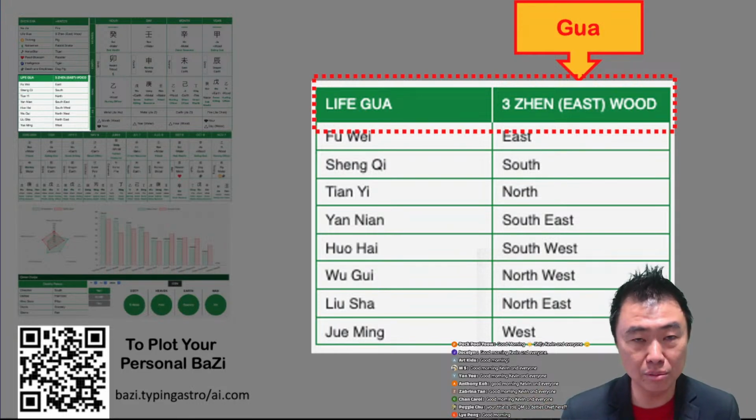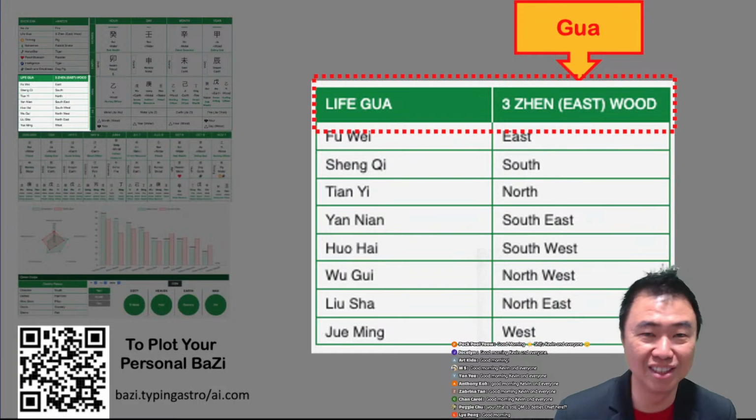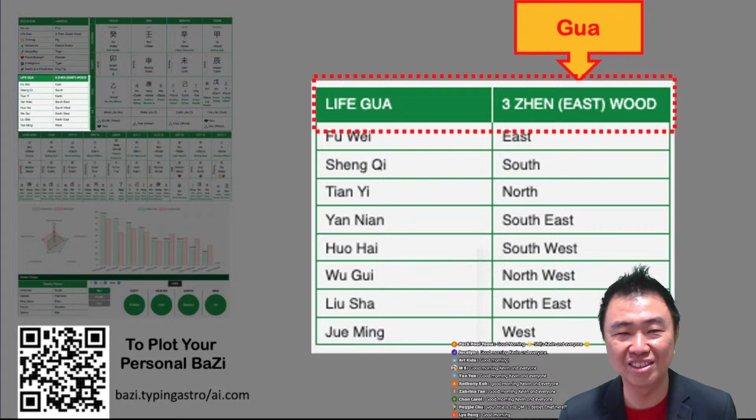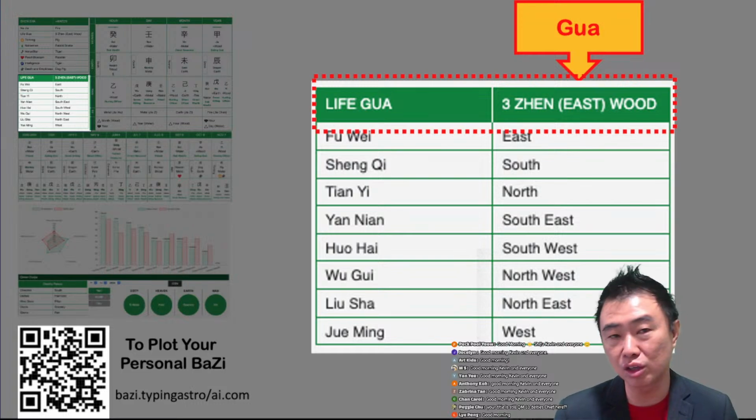If you're following me, there are basically 3 palaces that you need to remember. One is your life gua palace. This one I usually call the country of origin. This is the country that you're born in. So that is the life gua. Then there is your BaZi day master.